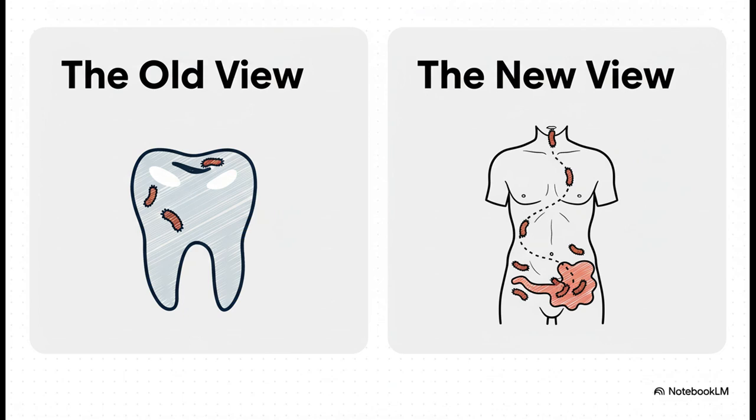We used to think of it as just a key player in dental plaque, a localized problem. But the new view? It's a formidable systemic pathogen. And even more than that, it's now considered an oncomicrobe, a microbe that's actively involved in cancer. It travels through the body, helps colorectal cancer grow, and can even make chemotherapy less effective. It's a huge shift in thinking.